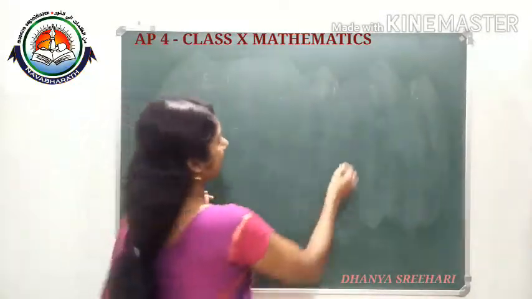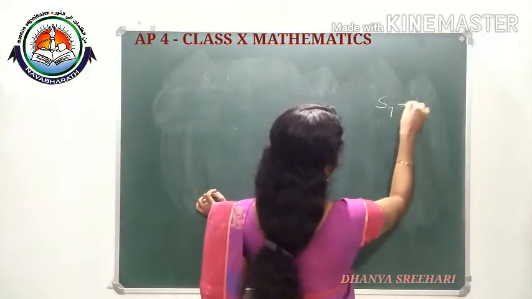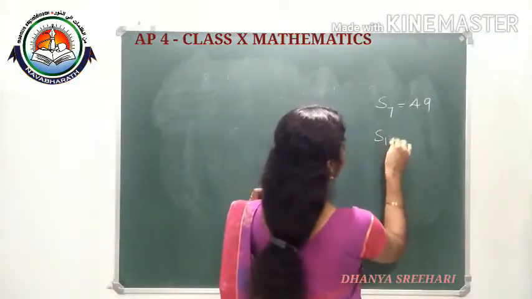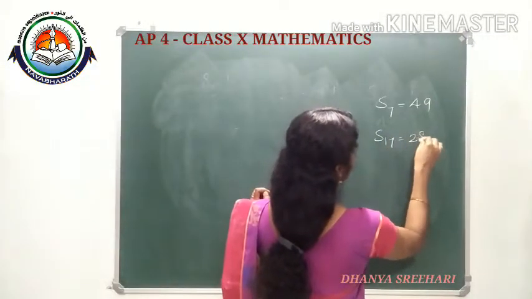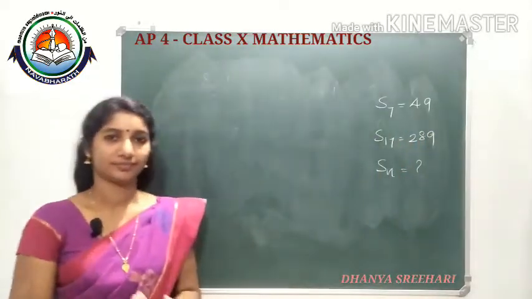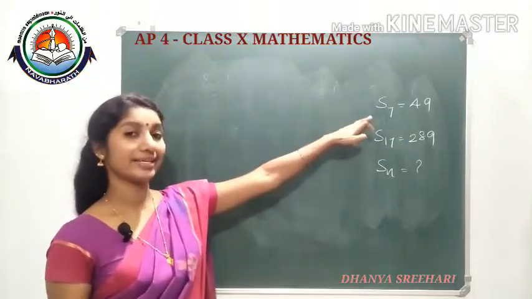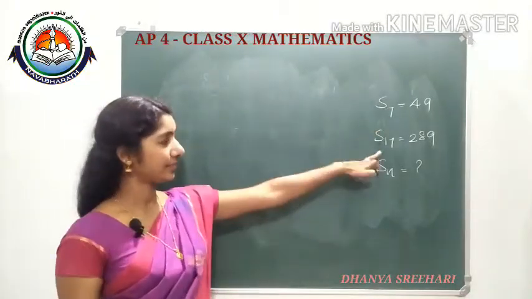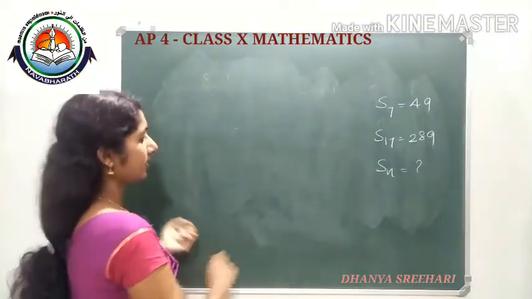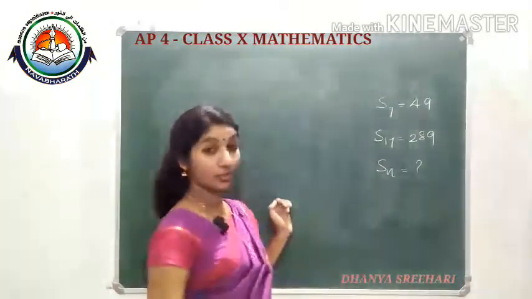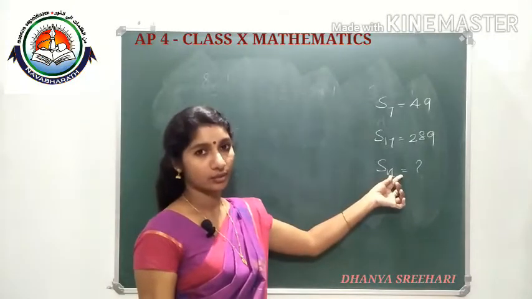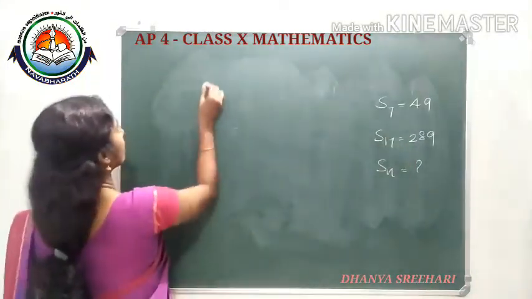Next question. Sum of 7 terms of an AP is given as 49 and sum of 17 terms of an AP is given as 289. We need to find the sum of n terms. Okay, sum of 7 terms we will write S7 equal to 49. Sum of 17 terms we will write S17 equal to 289. So let us start from the given information. We need Sn. Sn means n by 2 into 2a plus n minus 1 into d. n is n itself. So a and d we need to calculate. For that we can use these two equations.